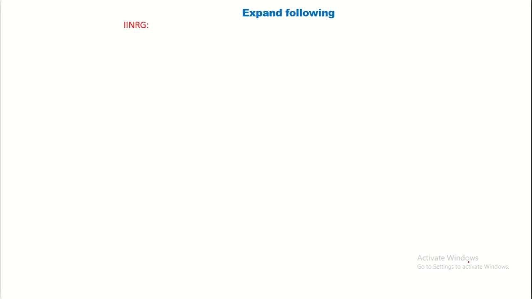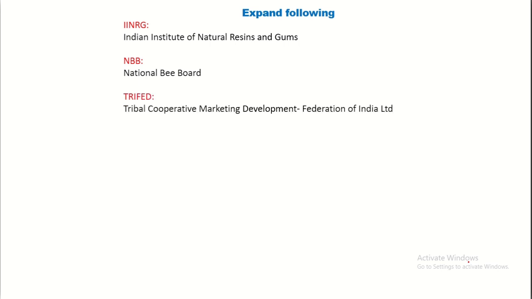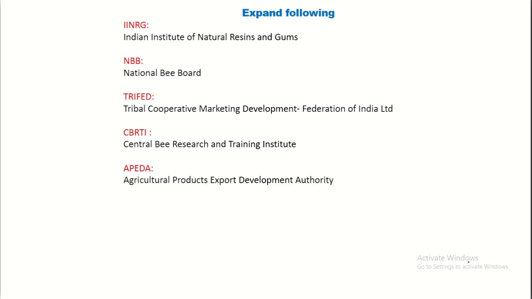Expand the following. IINRG: Indian Institute of Natural Resins and Gums. NBB: National Bee Board. TRIFED: Tribal Cooperative Marketing Development Federation of India Limited. CBRTI: Central Bee Research and Training Institute. APEDA: Agricultural and Processed Food Products Export Development Authority.